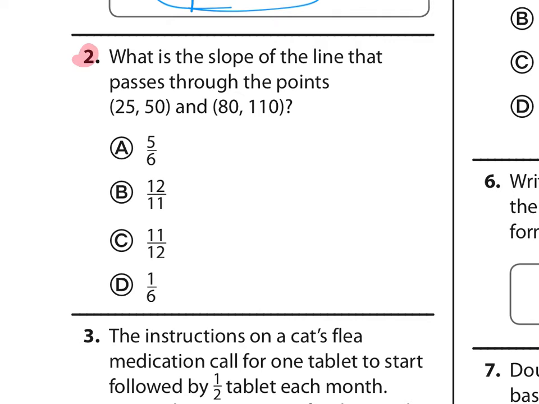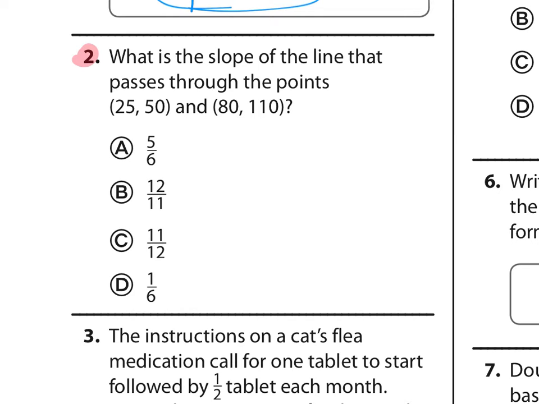Number 2, what's the slope of the line that passes through the points (25, 50) and (80, 110)? There's several ways we could do this. We could go to a graph and plot the points and find rise over run. We could draw a table of values, x and y, and find the change of y over the change of x, which I do prefer. It's a little quicker. But then we could also use our slope formula.